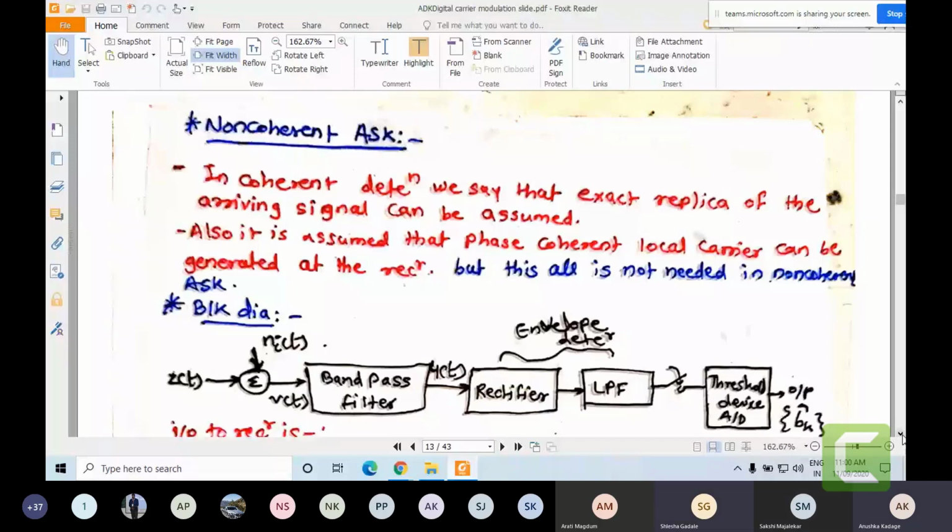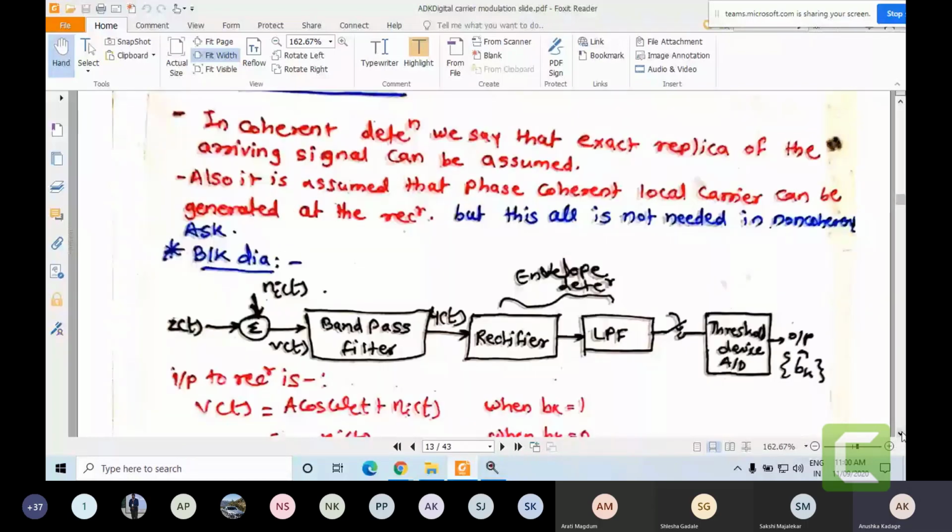The same envelope detection method we are using in ASK, because ASK is a type of AM itself, and this is called non-coherent ASK because at this receiving end you are not having the locally generated carrier, but the blocks of low pass filter, sampler and the thresholding device, which are the common blocks of receiver, are going to be present.